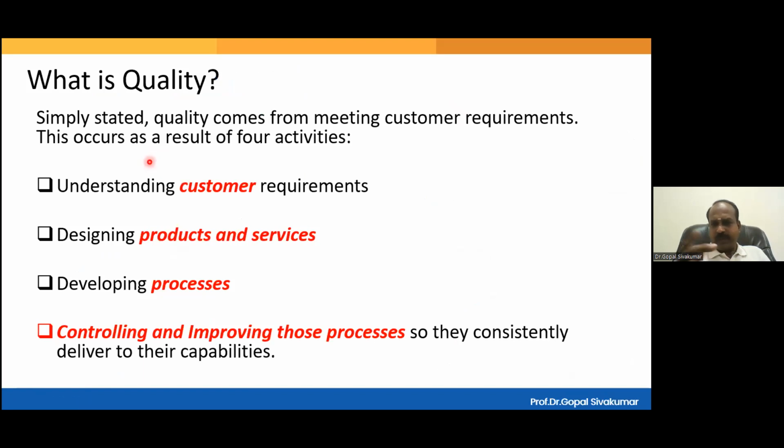Again, quality happens in 4 steps. The first step is understanding customer requirement. When I say understanding customer requirement, you must understand the customer segment and then understand their specific requirements. You are considered to have understood the customer requirement if you have the list of all the CTQs. So when can you say you have understood the customer requirement? Only when you have all the CTQs in your hand.